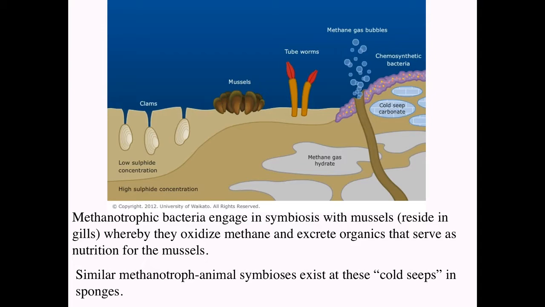So the circulatory system and the filtering system of these mussels is actually designed to push water rich in methane across the gills, and these microbes living within the gills are oxidizing methane for their own use, to make their own energy, to make their own amino acids, but they're also giving part of that back to these mussels. So all of the biomass of these mussels is based on the oxidation of methane by chemosynthetic bacteria.